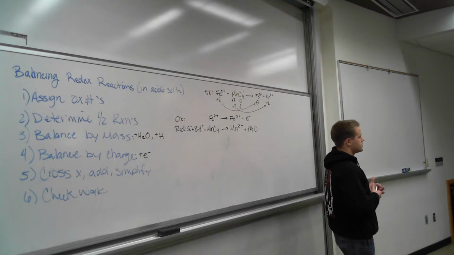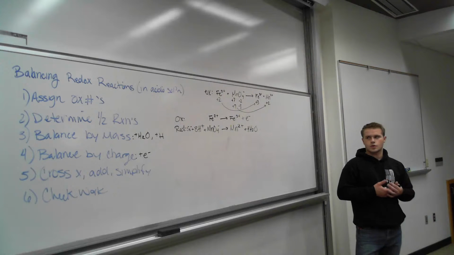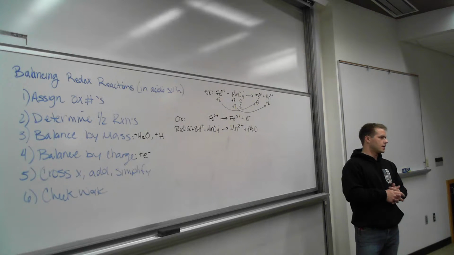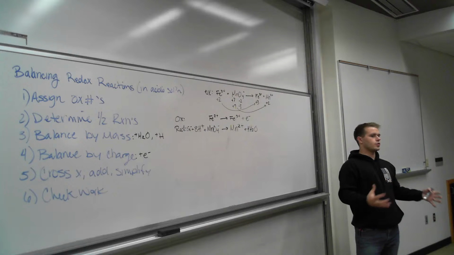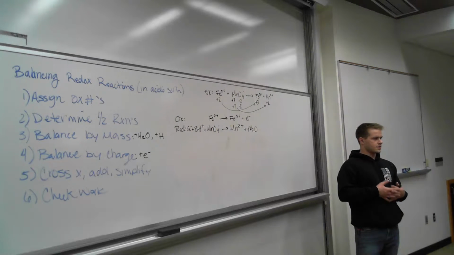Next step is to combine them: cross multiply, add, and simplify. So we're going to reintegrate our 2 half reactions and put them together.